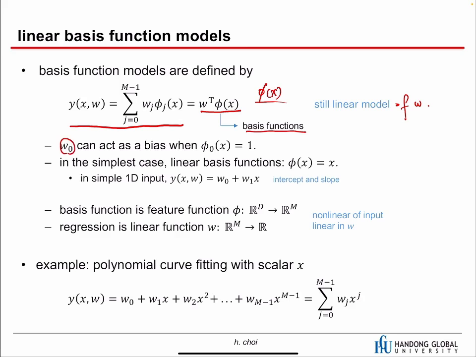And w0 can act as a bias when phi sub 0 is just 1. And as I said, in the simplest case, a linear basis function is just the identity function. And with a simple 1D input, this is the simplest linear basis function model.